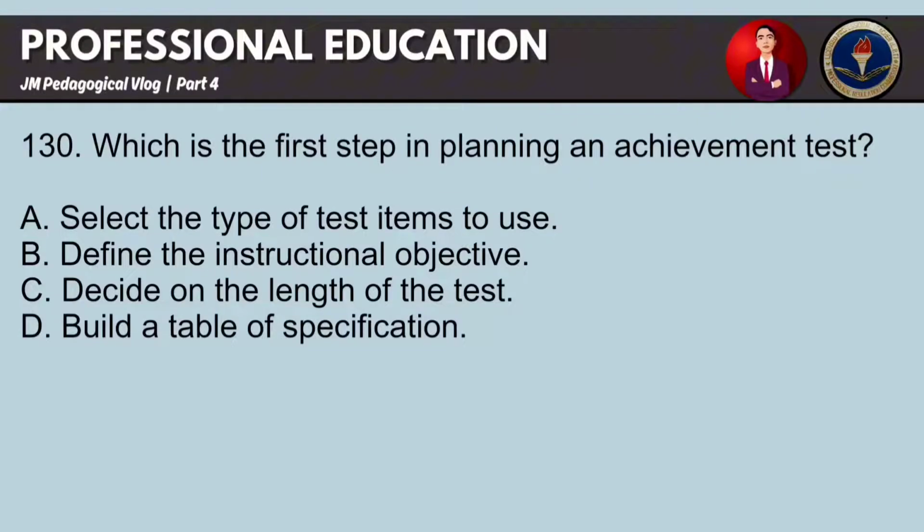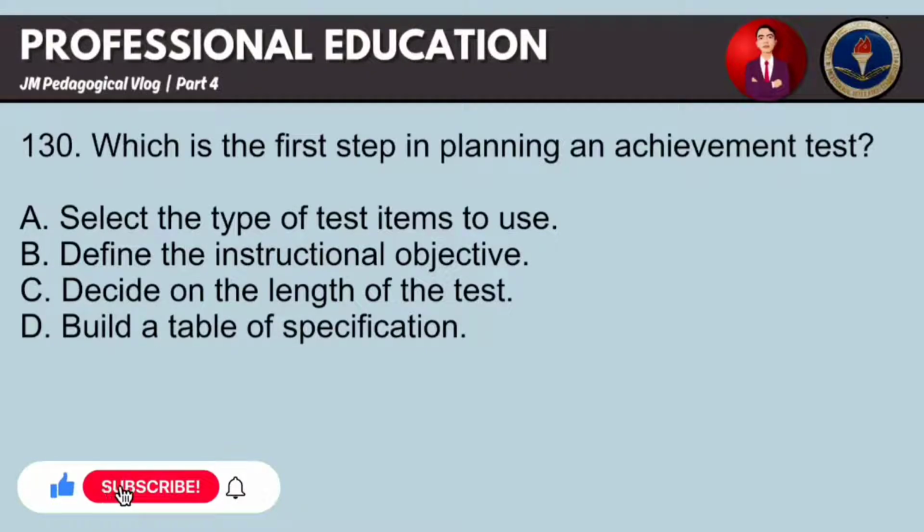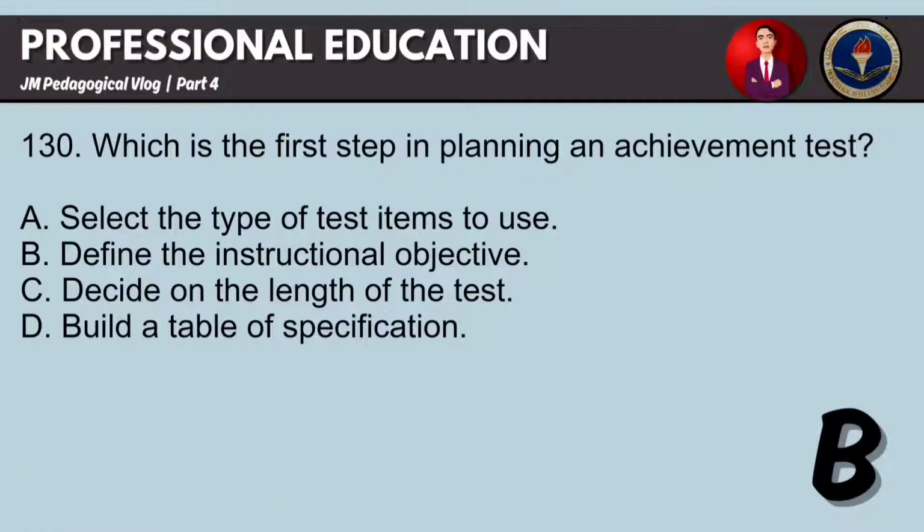Which is the first step in planning an achievement test? A. Select the type of test items to use. B. Define the instructional objective. C. Decide on the length of the test. D. Build a table of specification. B. Define the instructional objective.